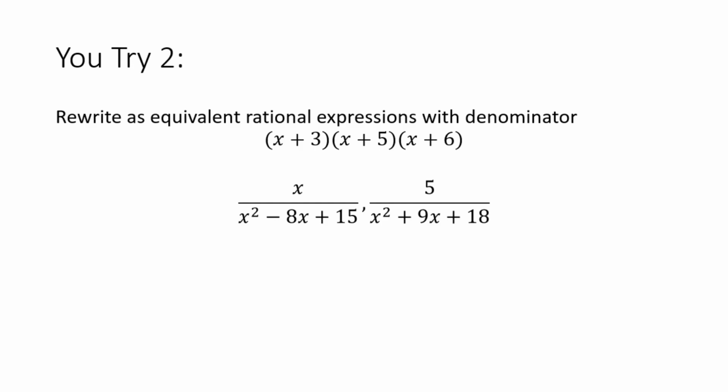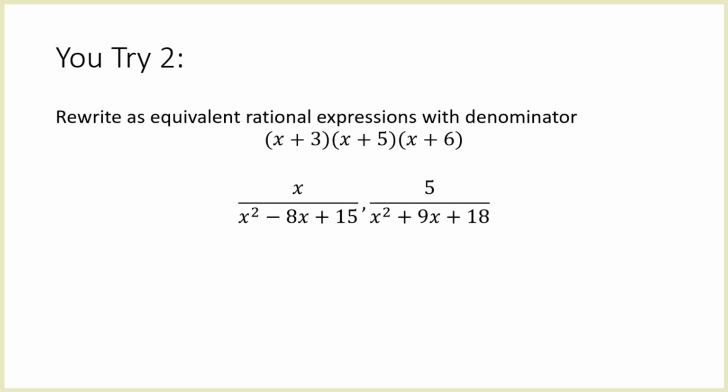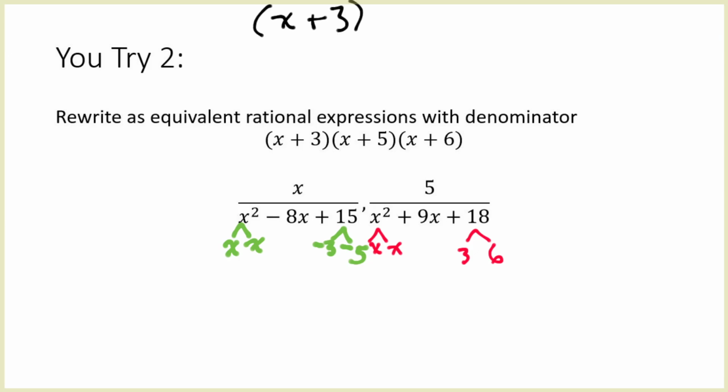Now that you've tried it on your own, let's do this last one together. So, first thing we want to do is factor. And I want to factor this one on the left. This will be x times x and negative 3 and negative 5. This one on the right, you already did it, so you know that it's 3 times 6 and x times x. And we know that we want to get to x plus 3 times x plus 5 times x plus 6.